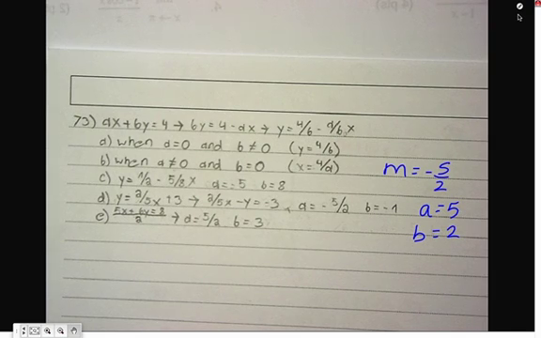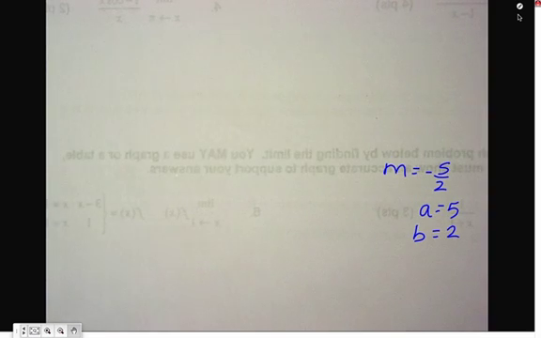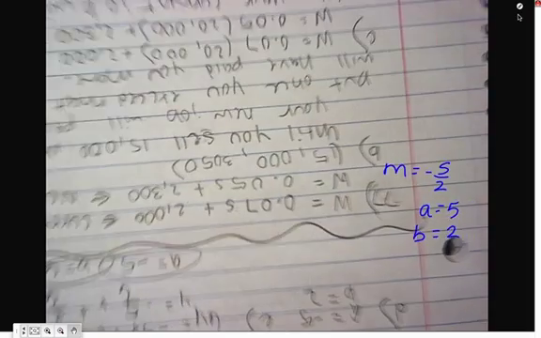Okay, and 77 is the next one. This one was a little word problem. Okay, and good job on that last one.